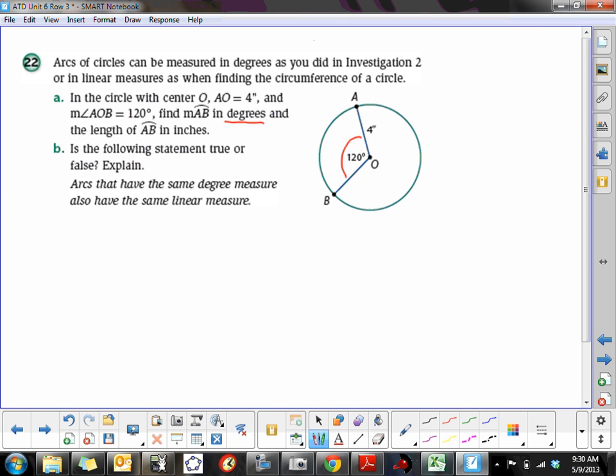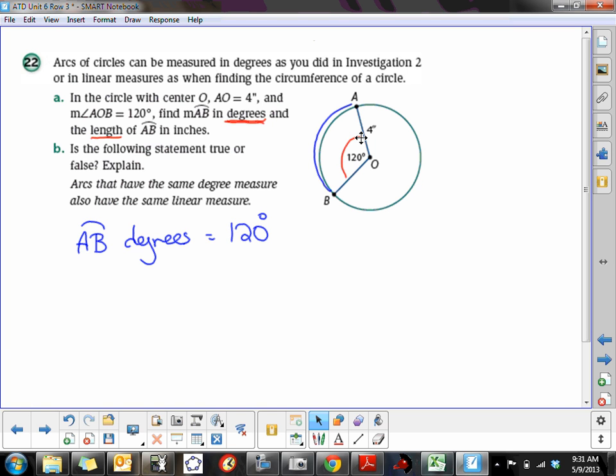So what we have to do is pay attention to these two words. When we want to find the measure of it in degrees, well, the simple relationship is the central angle is always equal to the measurement of the arc in degrees. So if we want to find the measure of arc AB in degrees, it is simply equal to the central angle. So the measure of arc AB in degrees is 120 degrees. Central angles are congruent to their intercepted arcs.